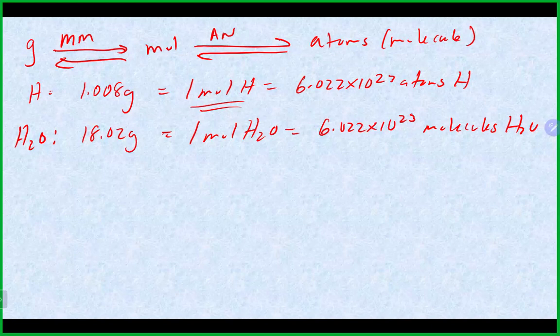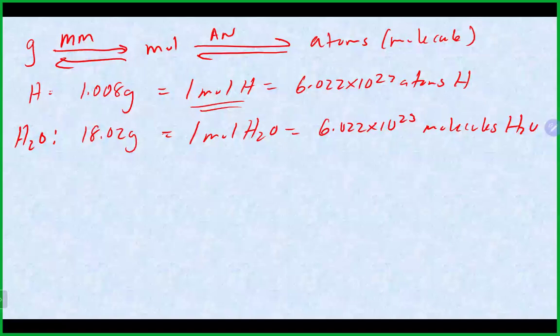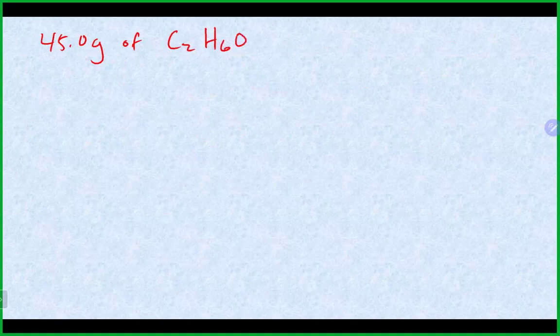So we did some examples, and before we continue on to the next part of this chapter, I did want to talk about another sort of calculation that we sometimes may need to do. For example, let's say we had 45 grams of C2H6O, and we wanted to know how many hydrogen atoms that would be.